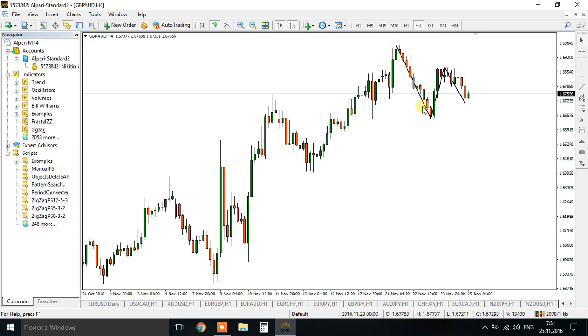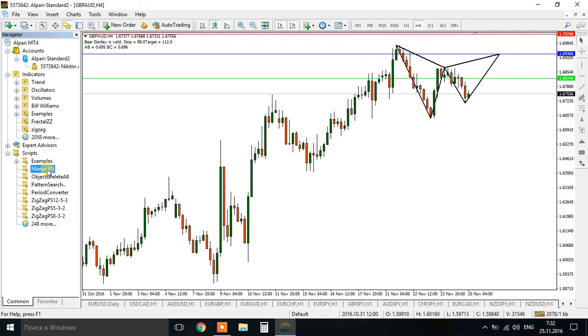I mean, you need to have a movement followed by a retracement and followed by the next retracement compared to each other. The second movement is a retracement as compared to the first one, and the third movement is a retracement as compared to the second. So when you find this, you just run my manual pattern search, and it draws the pattern automatically. You also have some information about that pattern. It is called a bear Gartley. It is valid. Stop loss is 88 pips and the target is 112.